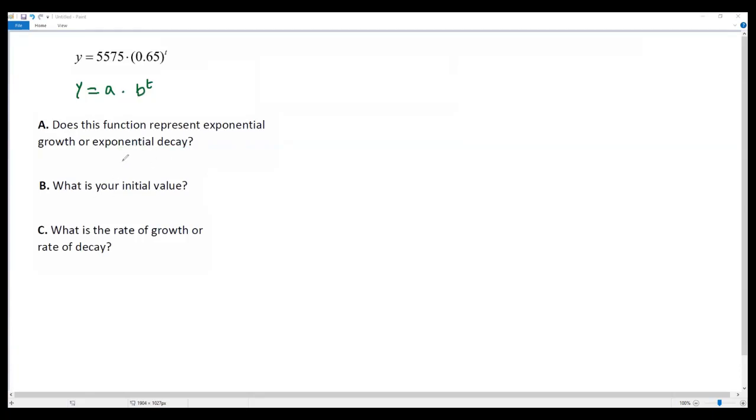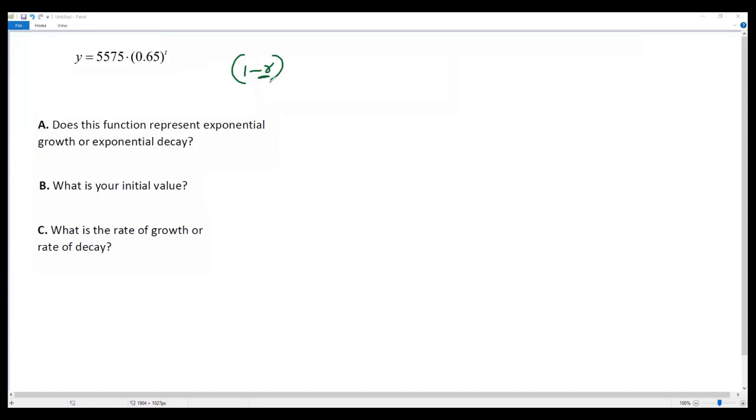Okay, what is your initial value? The initial value is the one we find at the position of a. Here 5575 is found at the place of a. So the initial value is 5575. Okay, now we have to find the rate of growth or rate of decay. Since it's a decay function, we'll have a rate of decay. For that, we have to write this 0.65 in the form of 1 minus r.